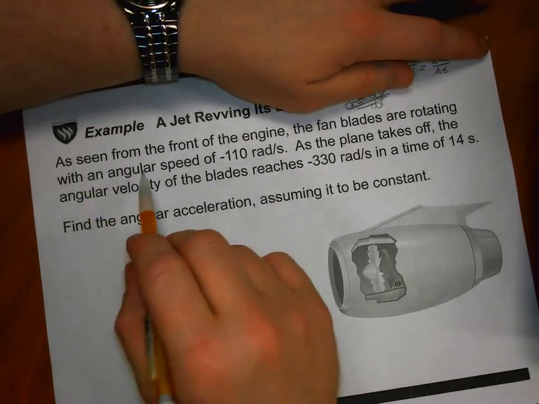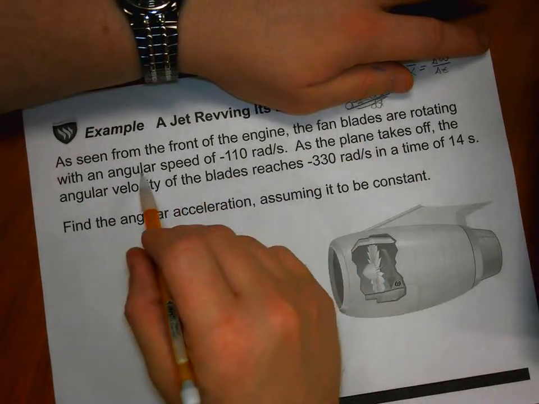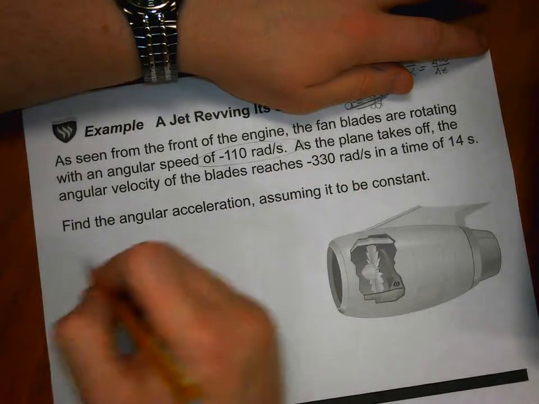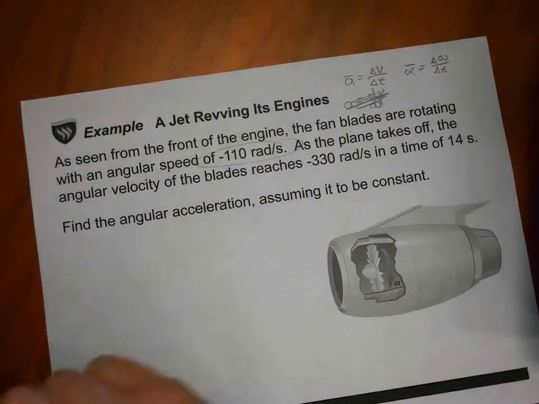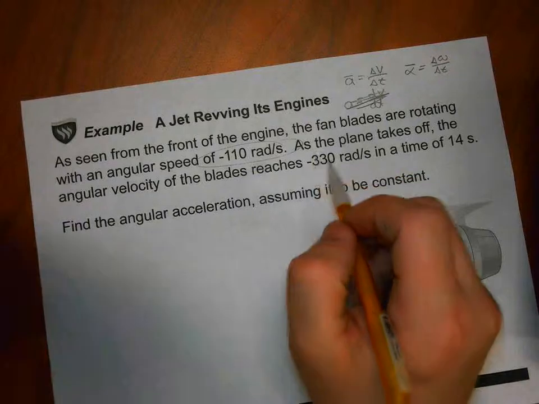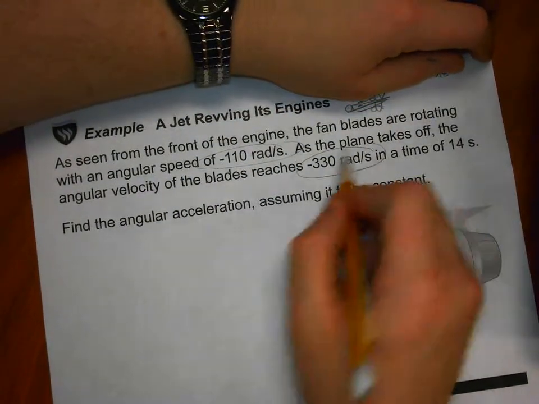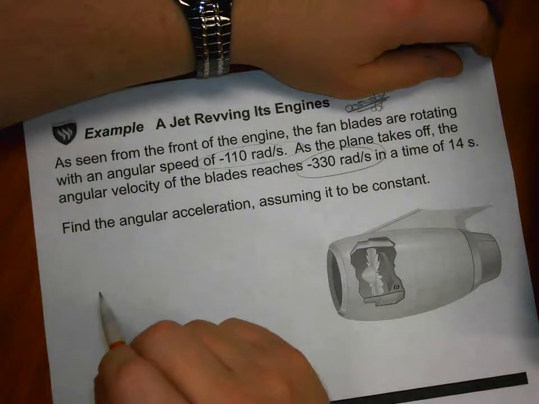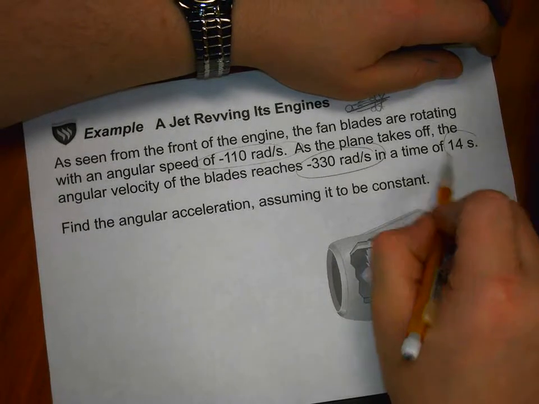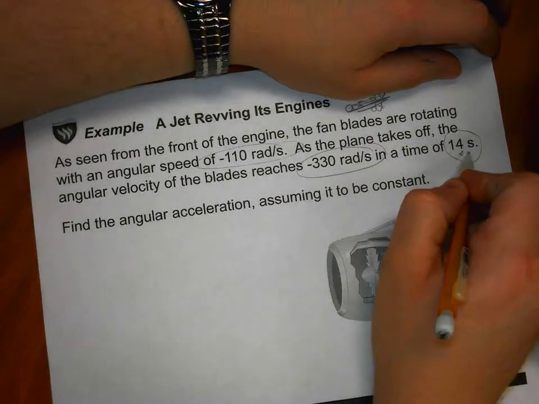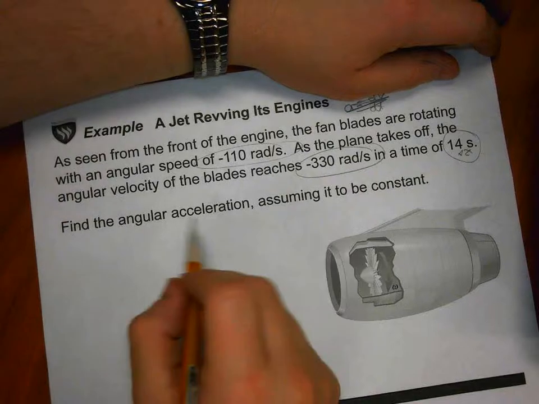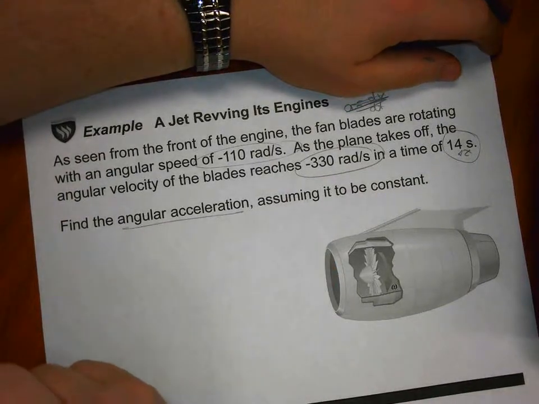As seen from the front of the engine, the fan blades are rotating with an angular speed of negative 110 radians per second. As the plane takes off, the angular velocity of the blades reaches negative 330 radians per second in some time delta t. Find the angular acceleration.